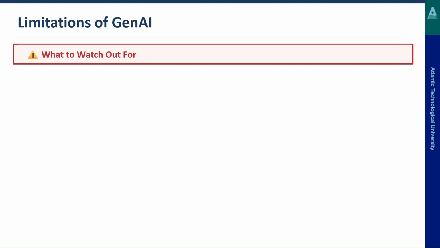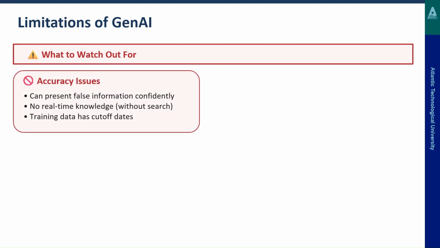So the flip side of that is, what are the limitations of generative AI? What are some of the things that we need to watch out for? You've already heard me mention a few of them, but let's get into some of the details. So accuracy. These things can present false information confidently. Now that's key. It will confidently lie to you. And this is why we need to verify the information that comes out of these models. We can't just blindly trust what they're saying.